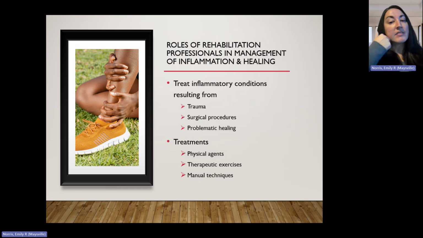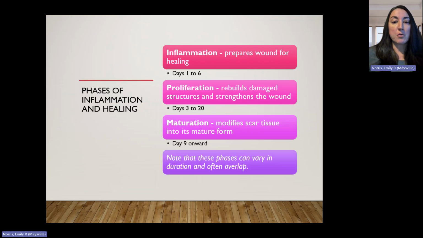So we treat the inflammatory condition resulting from trauma, surgery, or some type of problem healing. Some of the things that we do to help treat inflammation are modalities, exercises, manual techniques, and really others as well. There are 4 phases of inflammation that we will go into further.